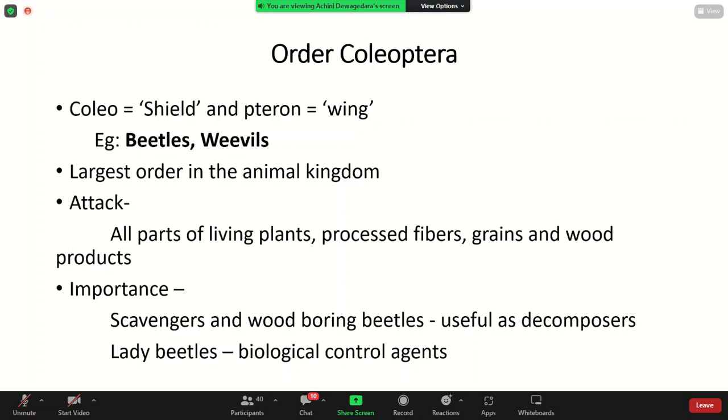Those types of insects are called coleopterans, and examples are beetles and weevils. And one important thing here is that it is the largest order in the kingdom Animalia. Right? Remember that. It is the largest order in kingdom Animalia.